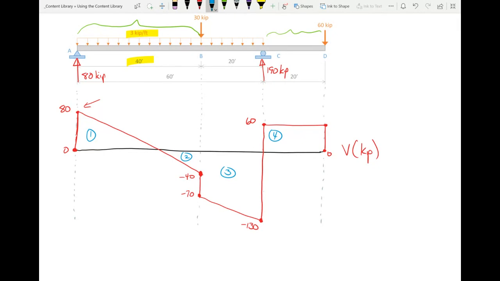So I'm going to start at the right and work my way over to the left. Somebody help me out on region 4. What is the area under the shear diagram in this region 4? I'm talking about this shaded area right there. What is that area?